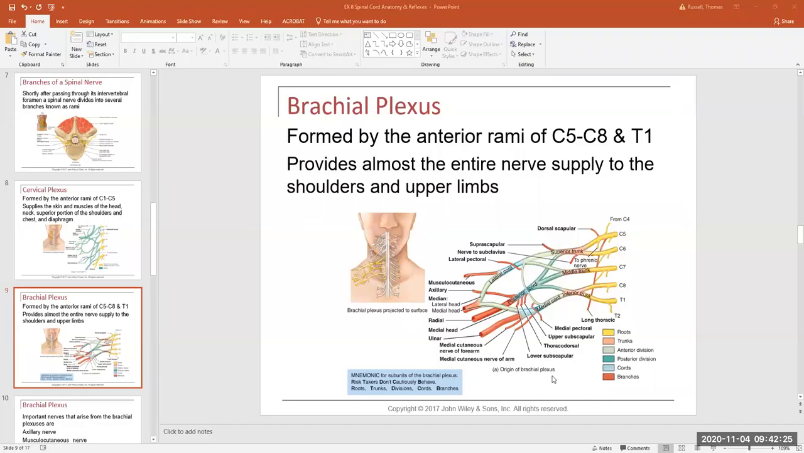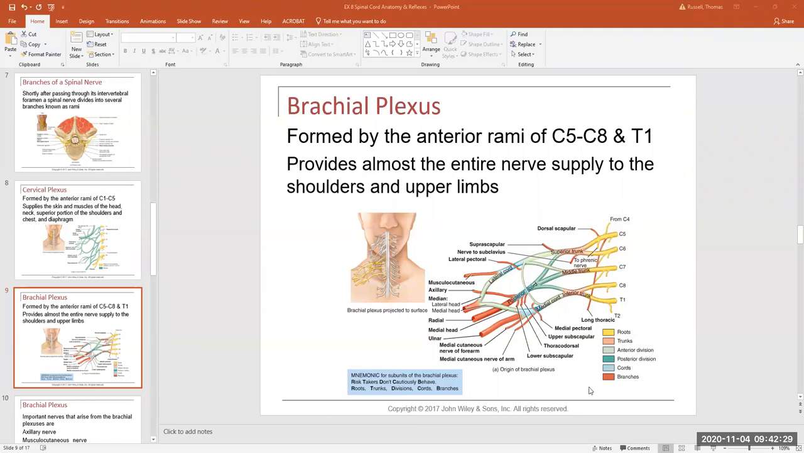All right, can y'all still hear me? I can now. Where did my internet cut out? What was I on? The brachial plexus. Oh, good. That means just this slide? Yes. Okay, good. All right.